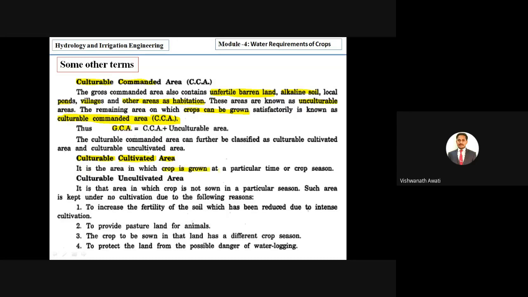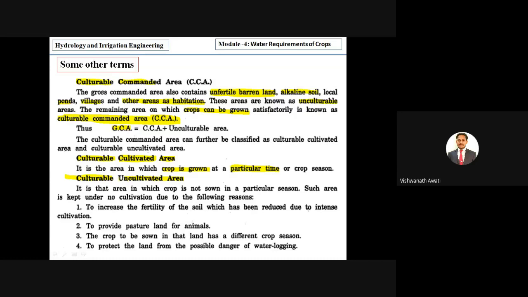Crop is grown at a particular time. Even though the land is suited for agriculture, in some particular time there is an agriculture process, and that land is called culturable cultivated area. So culturable means that land suits for cultivation, but it is uncultivated area.